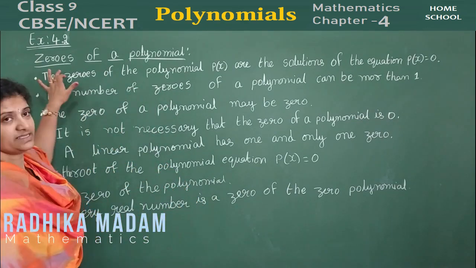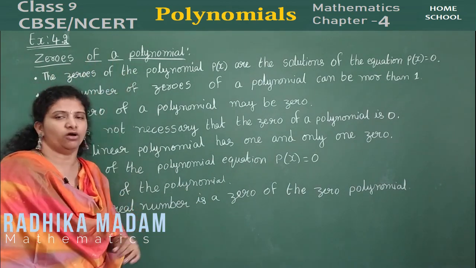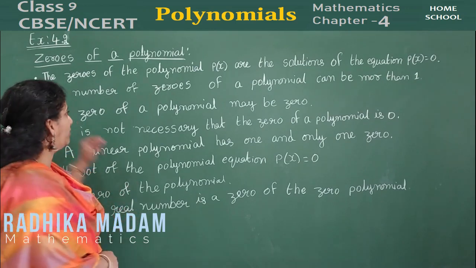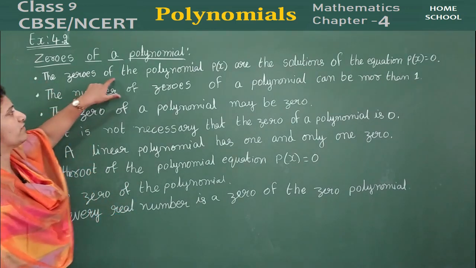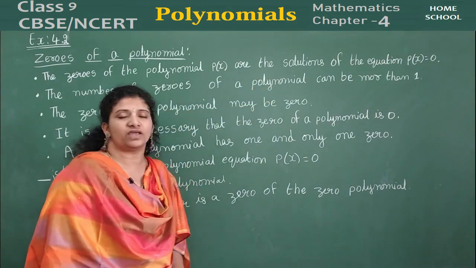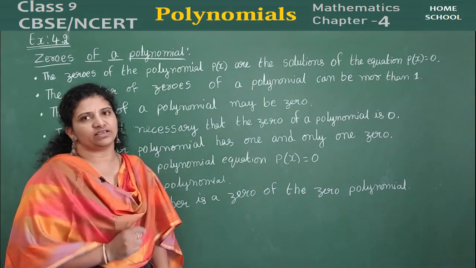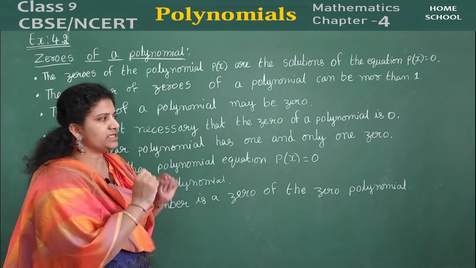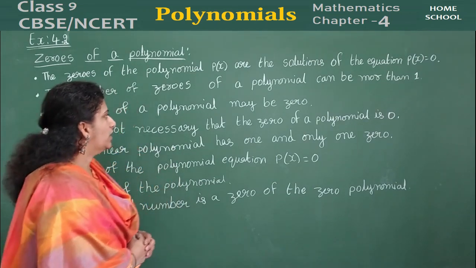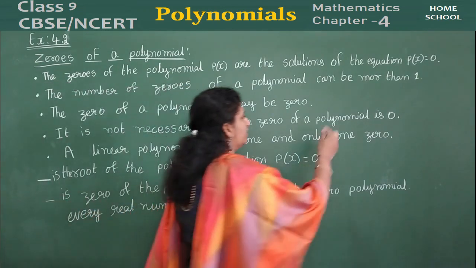Look here, zeros of a polynomial. We are going to know about zeros of a polynomial. The zeros of the polynomial p of x are the solutions of the equation p of x equal to 0. All these points I will explain here, children. Let me take one example. What example let us take here?